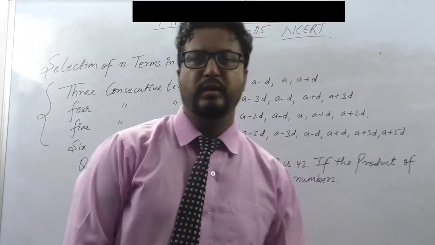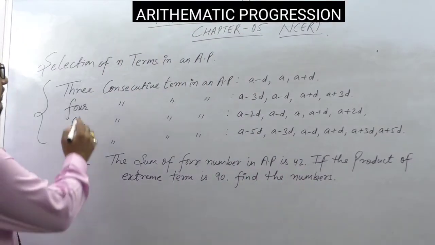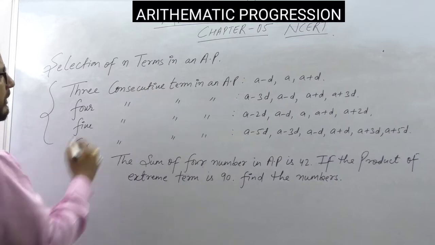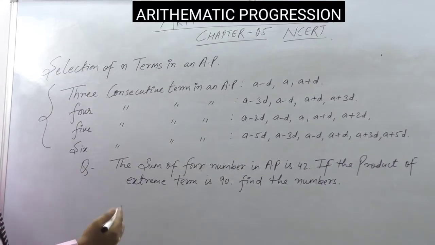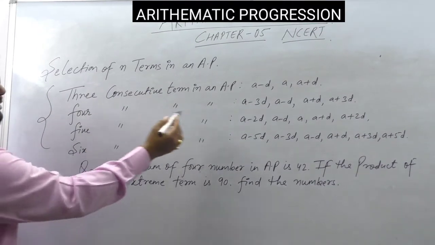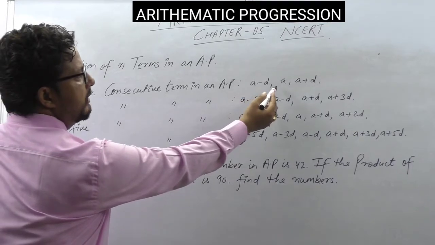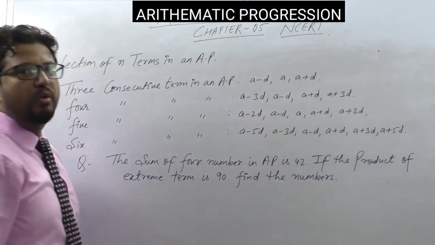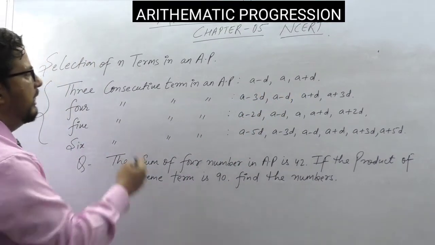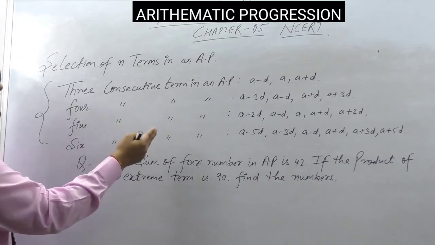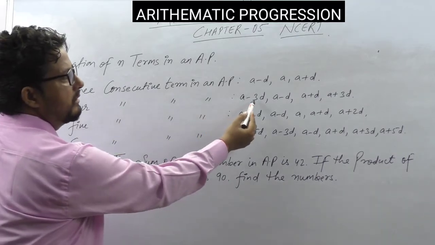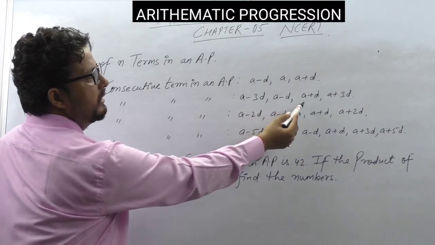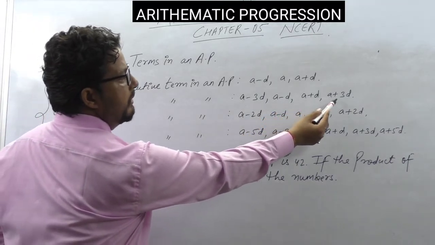Hello grade 10th students. Today we'll discuss the topic: selection of n terms in an AP. If you want to take three consecutive terms in an AP, you take a minus d, a, a plus d. If you want to take four terms in an AP, the formula is a minus 3d, a minus d, a plus d, a plus 3d.